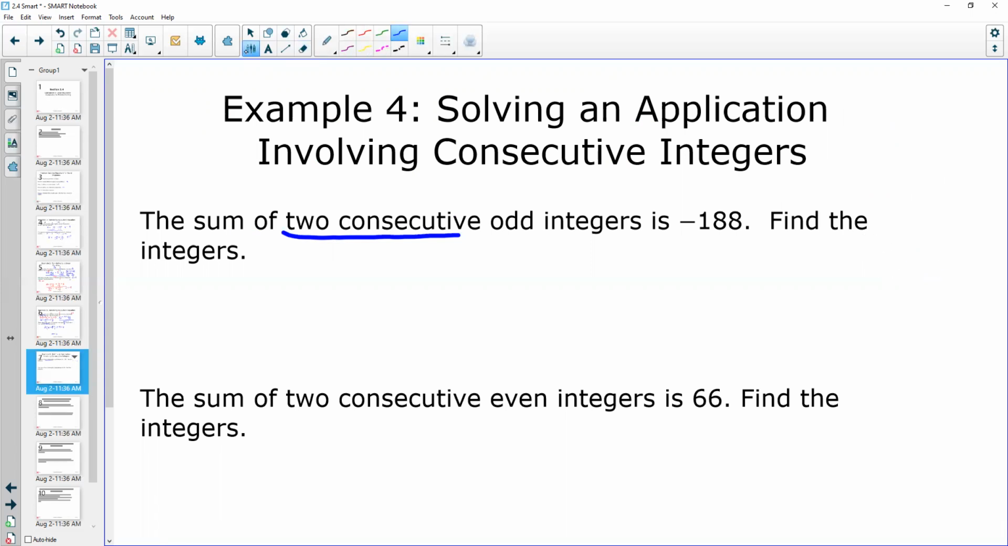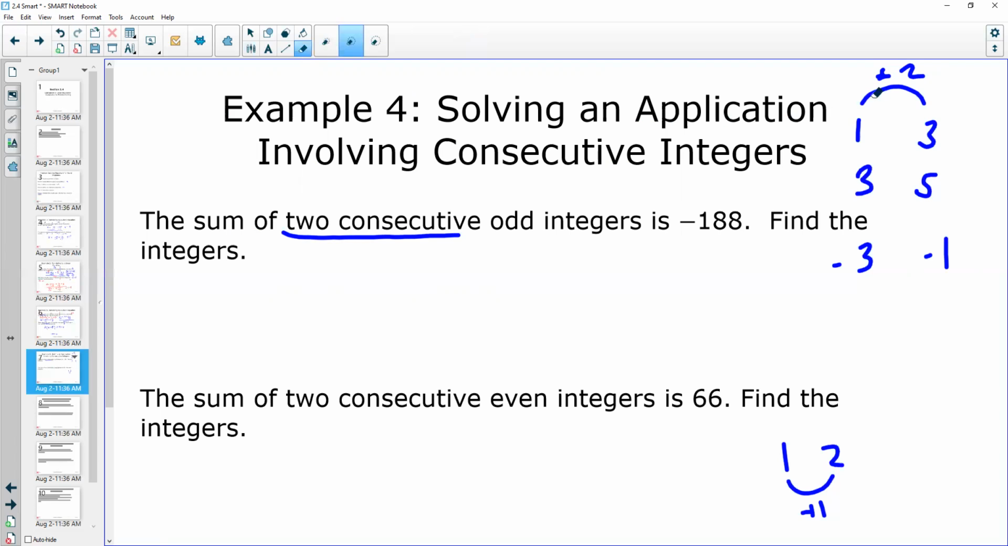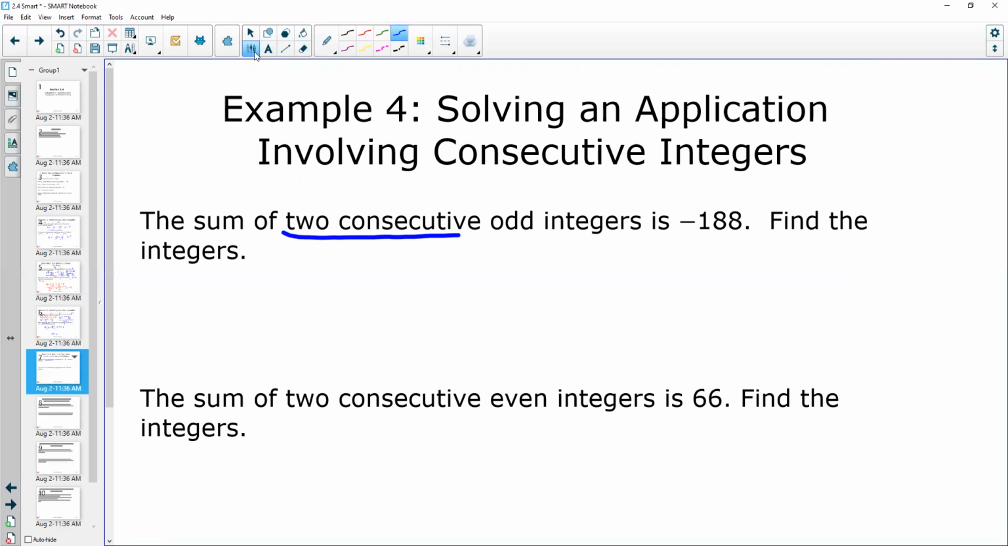But think about what that would look like on the number line. So 2 consecutive odd numbers would be like 1, 3, or 3, 5, or -3, -1, right? The difference between 2 consecutive integers, so if we did 1 and 2, the difference between them is just 1, right? The difference between consecutive odd integers is 2, okay? So I need to find 2 numbers in this problem. It says I need to find the sum of 2 consecutive odd integers. And what I need to think about is how I'm going to label those numbers, because I don't know what they are. It says the sum of 2 consecutive odd integers is -188.